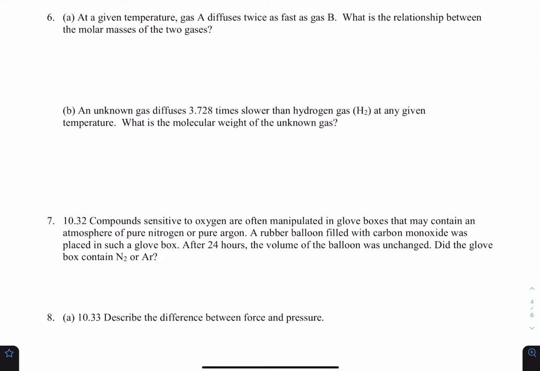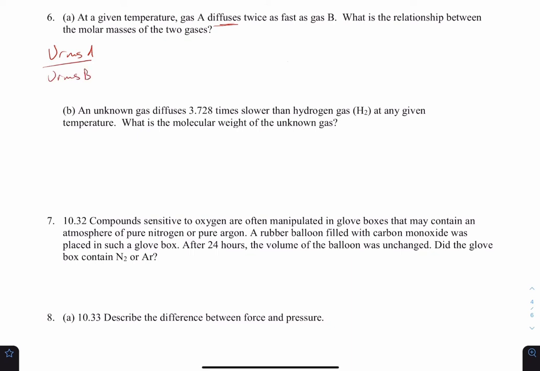Well, we know that when we're looking at diffusion, when we're looking at speeds of gases, we're really looking at the RMS speed. And when we're relating one gas to the other, if I want to get a ratio of one to the other, I really just divide one by the other. So I'm going to put U_RMS of A on the top, and U_RMS of B on the bottom.